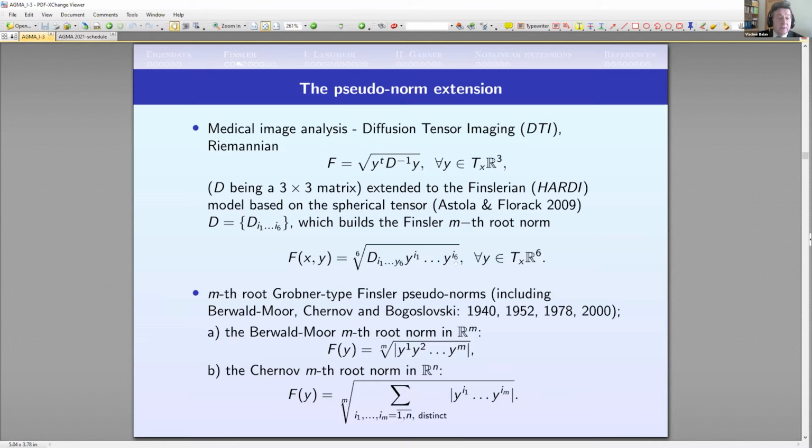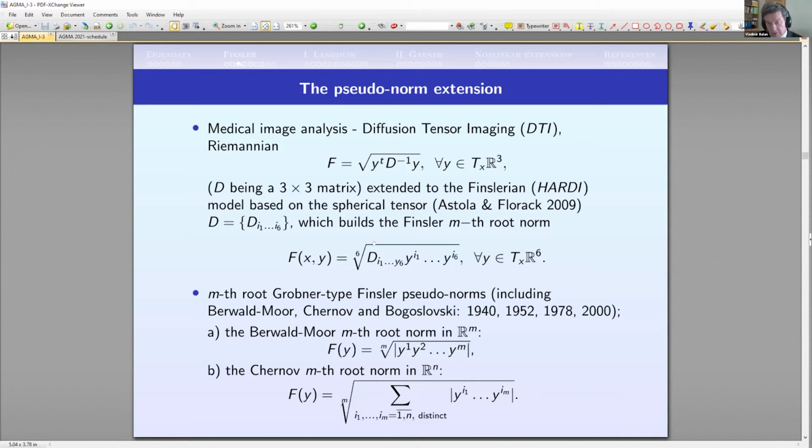And here it's no longer a norm, it's a pseudo norm. We can focus, of course, on the case when this multiple transvection gives positive results because of the square root, which is okay. And in such a case, Astola and Florack showed that their model in biology was much better confined to reality. So it was tested by real data, and the Finslerian model from below was much better in the modeling results than the previous Riemannian one.